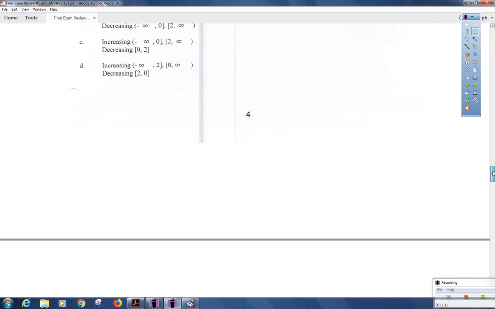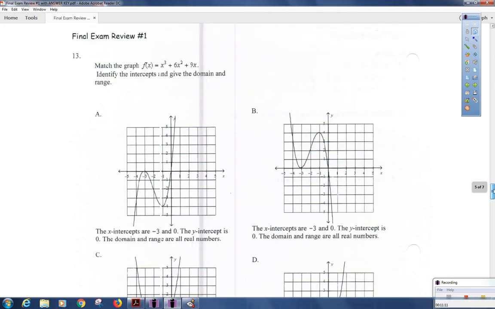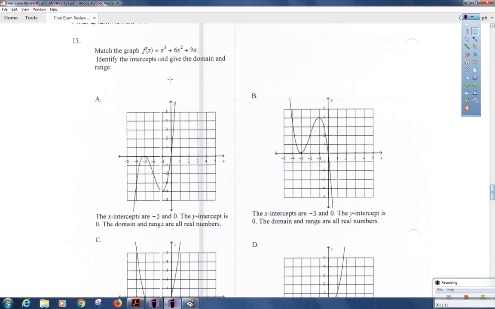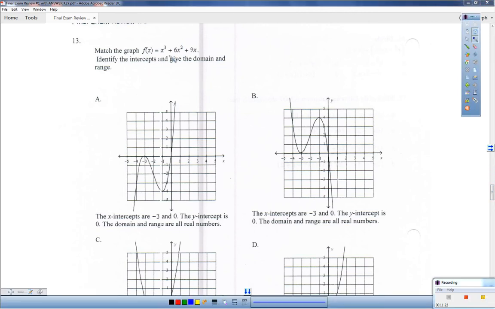Alright, moving on to number 13, it says match the graph of x cubed plus 6x squared plus 9x, identify the intercepts and give the domain and range. Well, I notice that this is an odd degree, so I know the end behavior is going to be going in different directions, and it's a positive lead coefficient, which means it's going to be going down on the left and up on the right.